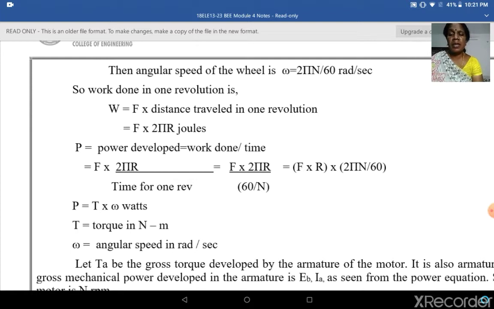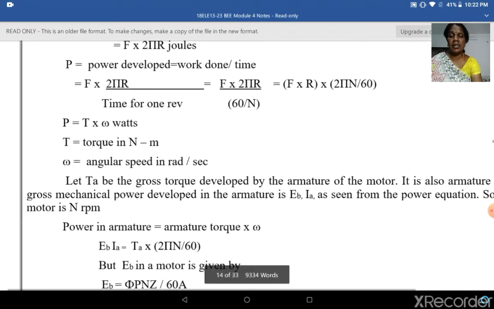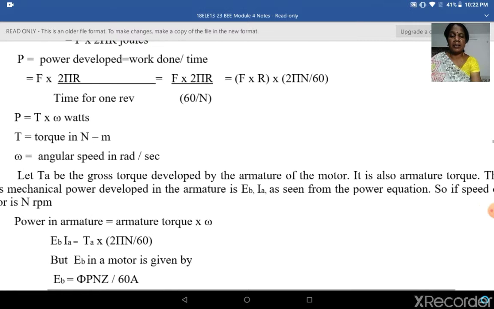For the power P, it is the work done by time. So F into 2 pi r by the time for one revolution, which is 60 by n. So this can be written as F into r into 2 pi n by 60. Power is equal to T into omega, where T is the torque in Newton meter and omega is the angular speed in radians per second.